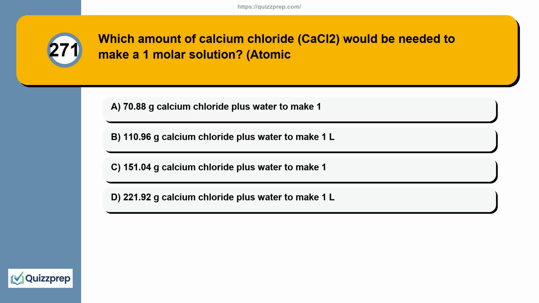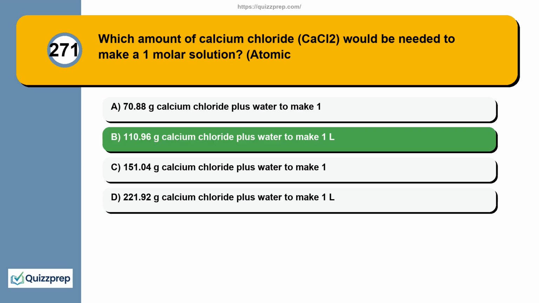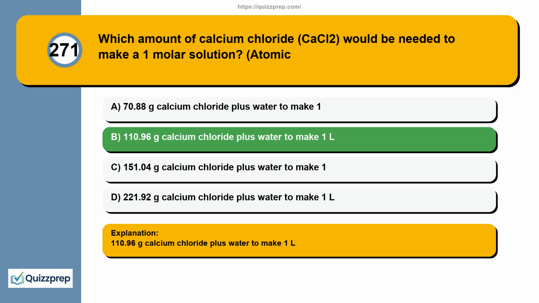25 ml. Question 270. 1 g x 1000 mg/g equals 1000 milligrams. Option. The correct answer is option Nan. Question 271. Which amount of calcium chloride, CaCl2, would be needed to make a 1 molar solution? Option A, 70.88 g calcium chloride plus water to make 1 L. Option B, 110.96 g calcium chloride plus water to make 1 L. Option C, 151.04 g calcium chloride plus water to make 1 L. Option D, 221.92 g calcium chloride plus water to make 1 L. The correct answer is option B, 110.96 g calcium chloride plus water to make 1 L.